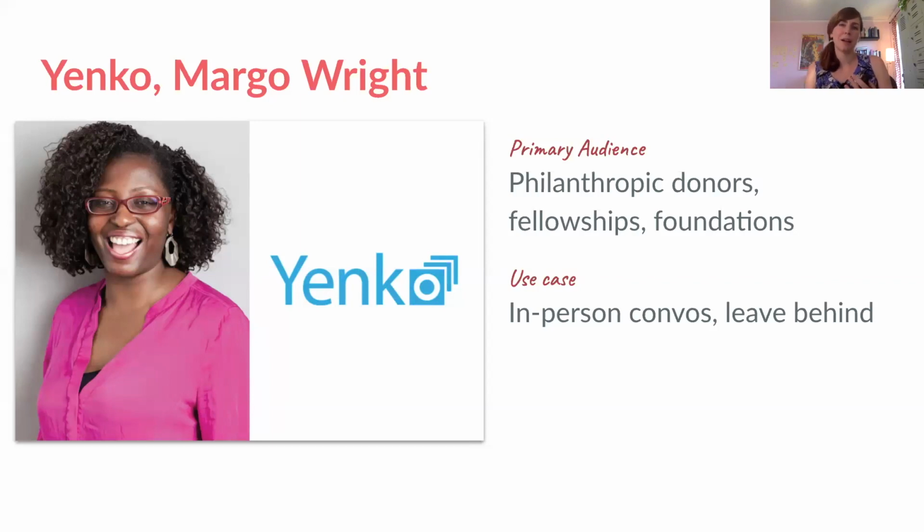Once students get scholarships or get loans, there's oftentimes benchmarks they have to keep, GPAs, taking a certain amount of credits to keep that financial aid. A lot of students don't know that, and they end up losing their financial aid, which then they stop going to college when they don't have that. So her primary audience was philanthropic donors, fellowships, and foundations, coming from more of a social entrepreneurial side. And the primary use case was in-person conversations and the leave behind.